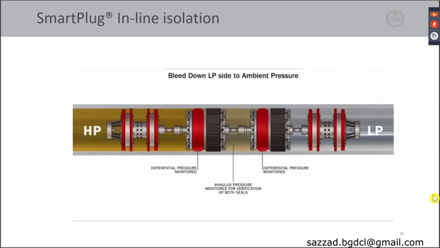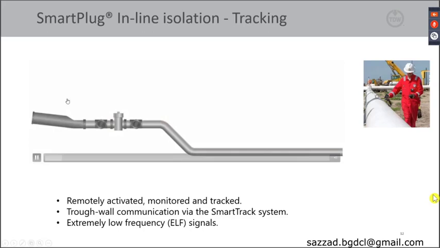Once the Smart Plug tool has been set, we will monitor the annulus pressure between the two plugging modules for about 4 hours to ensure that we have a good seal on both plug modules before we issue the isolation certificate and the construction activities can commence. The annulus pressure will continue to be monitored to ensure that the integrity of the isolation is maintained for the duration of the isolation.